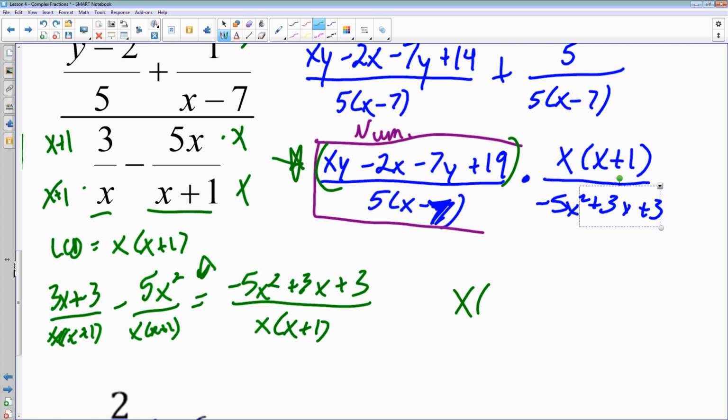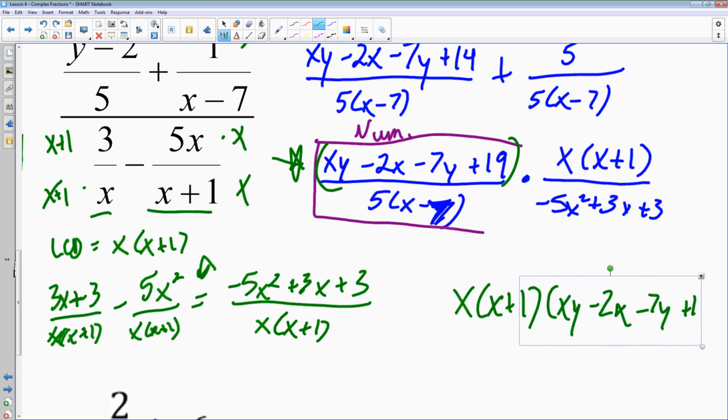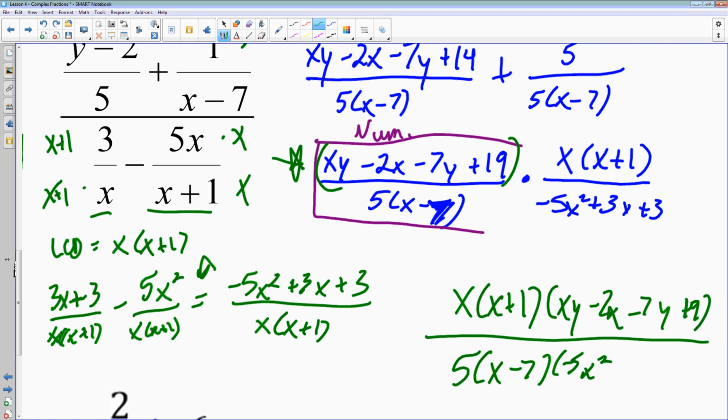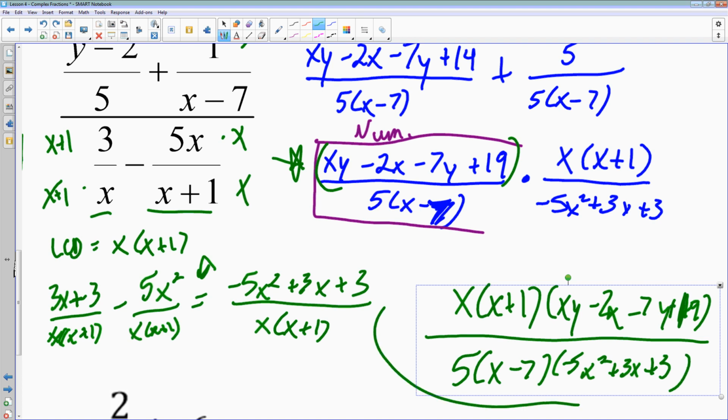So you have an x plus 1, and then you have an xy minus 2x minus 7y plus 19 all over 5 times x minus 7 times negative 5x squared plus 3x plus 3. And that is supposed to be a 19 there. It just got a little bunched. So there's your final. And that is how you deal with complex fractions.